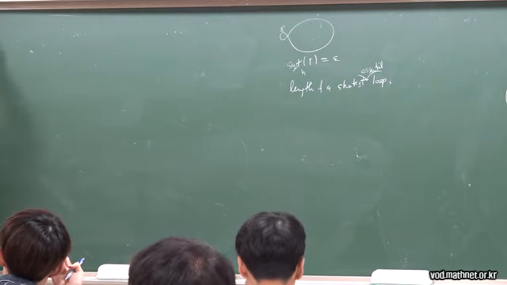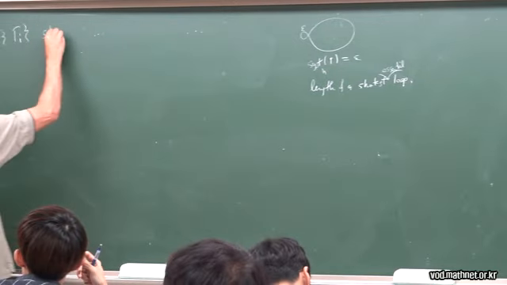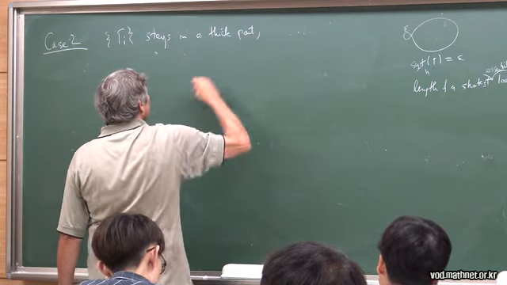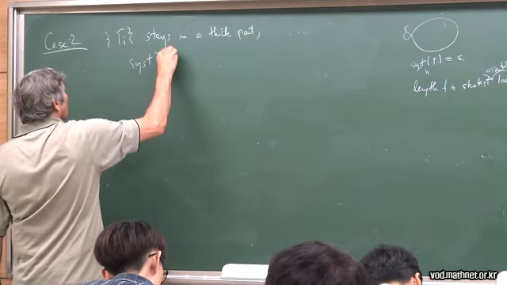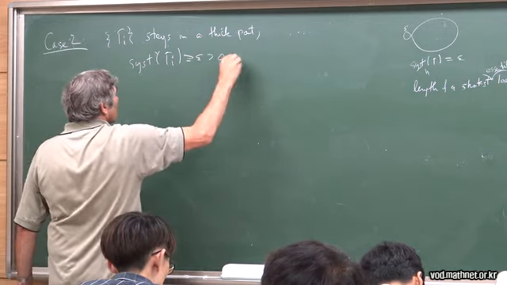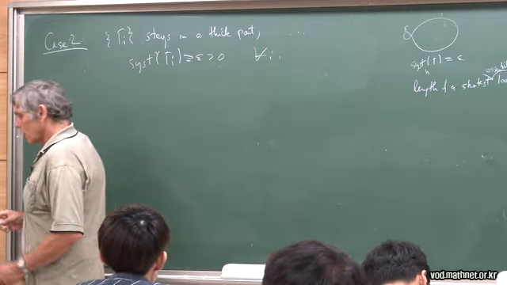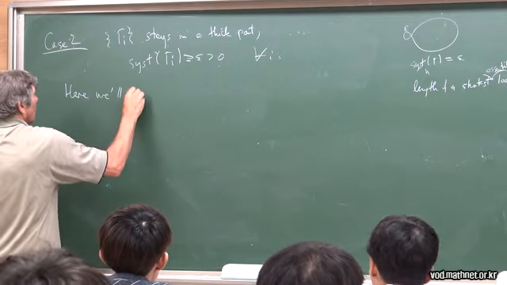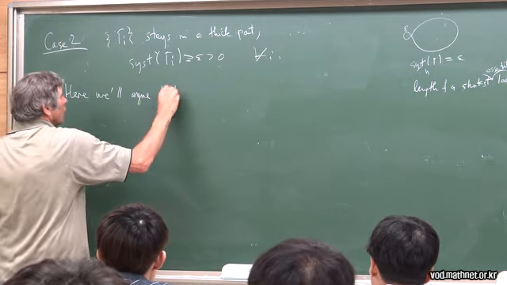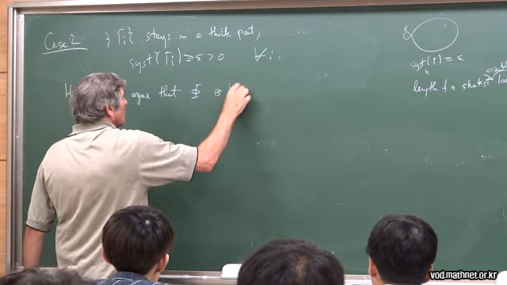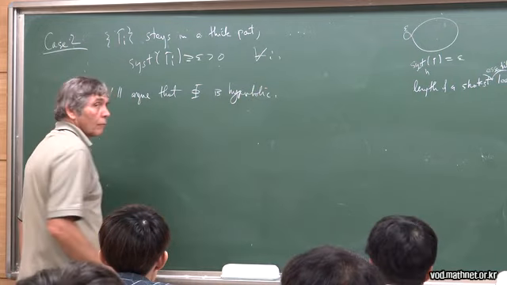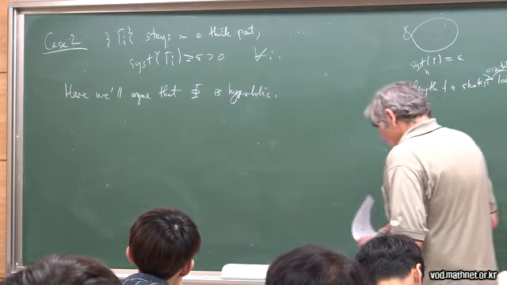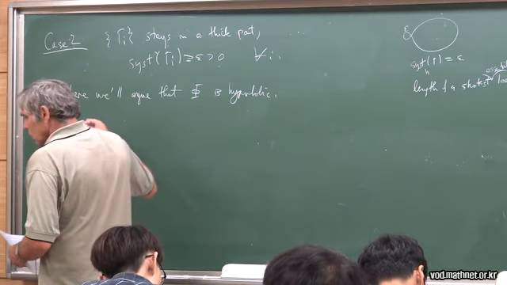So case 2 is that the sequence gamma i stays in a thick part. In other words, the systole of gamma i is greater than or equal to epsilon for all i. So in that case, here we'll argue that phi is actually hyperbolic. Okay, it's not parabolic. In other words, that the displacement is realized.